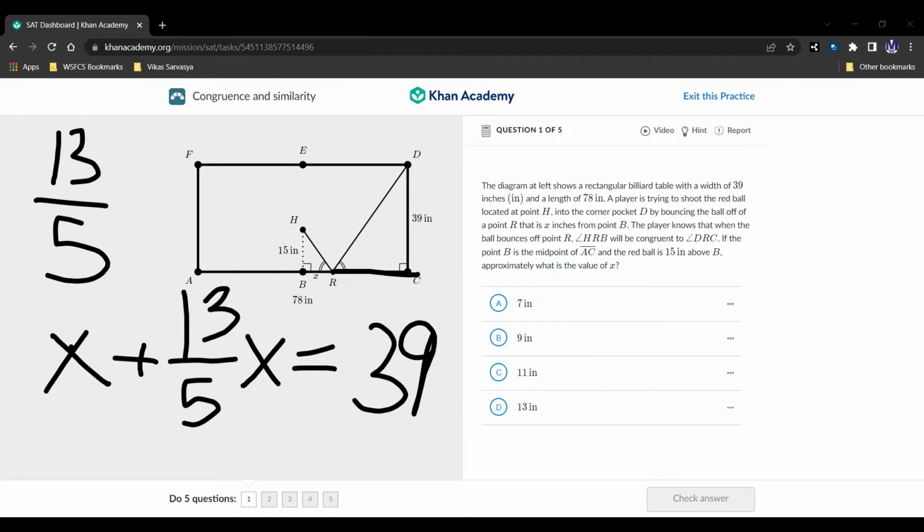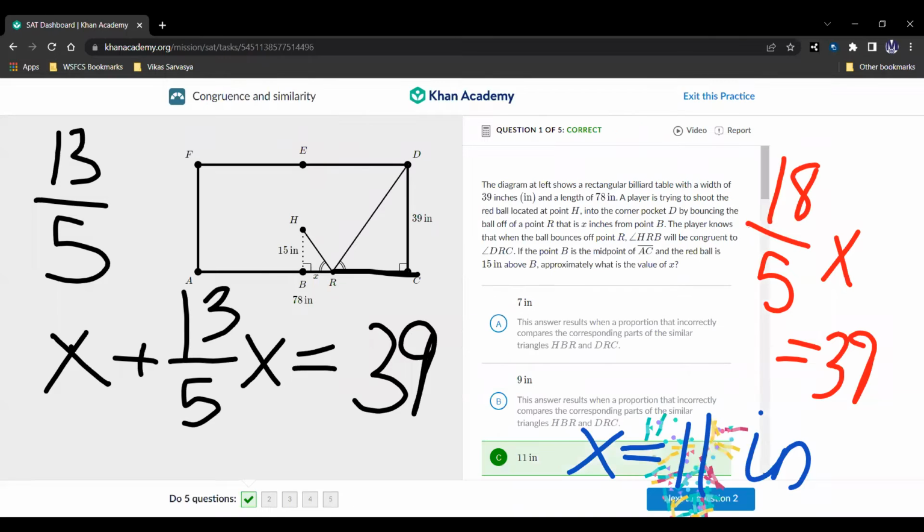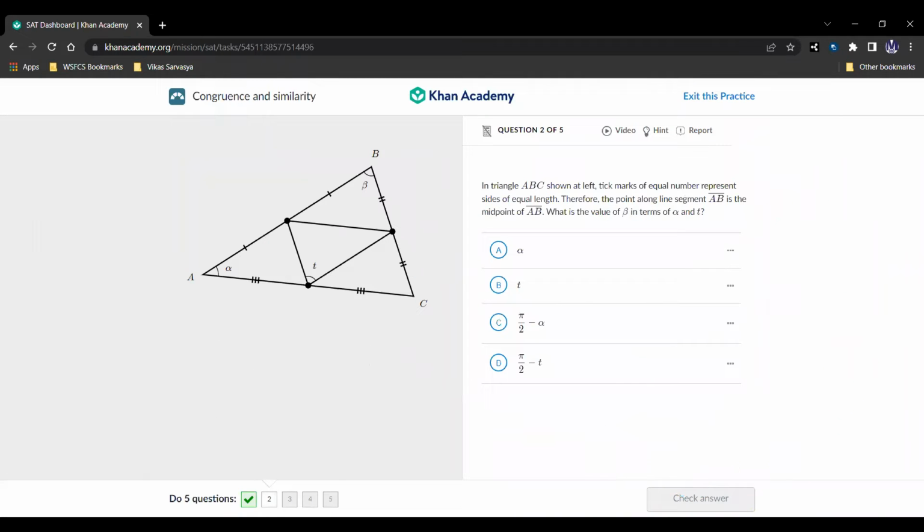So we have now that x plus 17 times x, which is 18 times x, equals 39. And solving for x, we get that x equals 11 inches. So our answer is choice C. Let's move on to the next question. All right, question number 2.